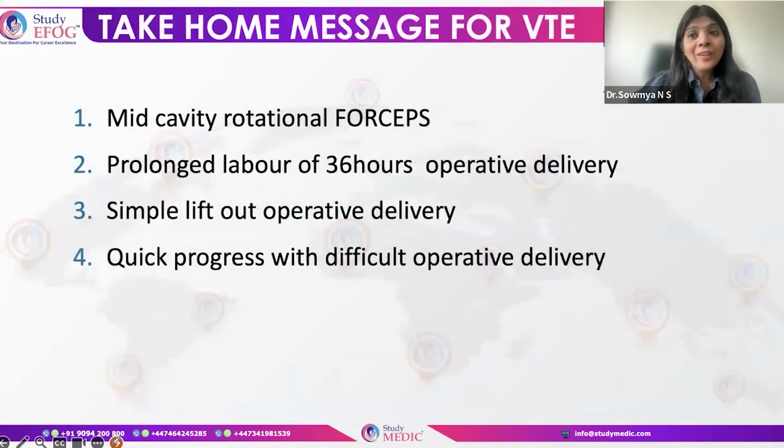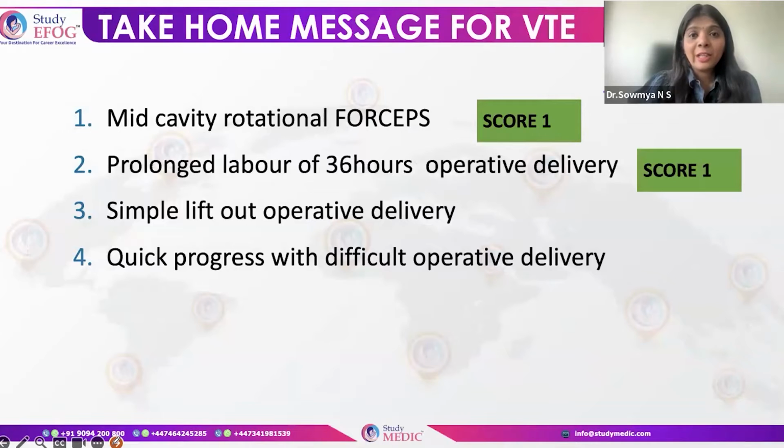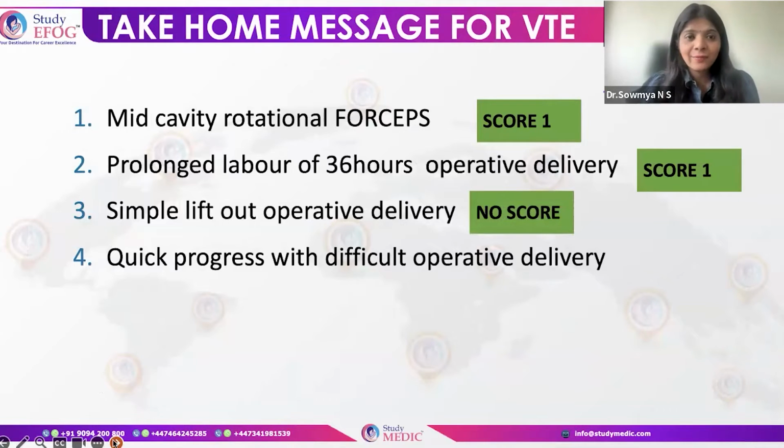And the VTE risk assessments for all of them. There are a couple of things which you guys need to remember. Mid-cavity rotational forceps. It is because rotational forceps, you're giving a score of 1. Prolonged labor of 36 hours, operative delivery. Here, you're giving score for prolonged labor. Simple lift-out operative delivery, no need to do any score unless she has other risk factors. Quick progress with difficult operative delivery, obviously she will have a score of 1.